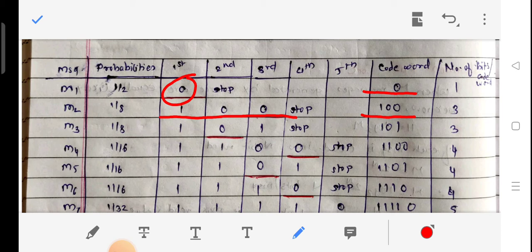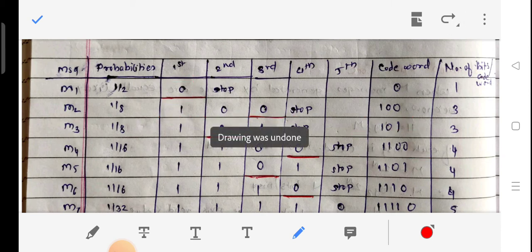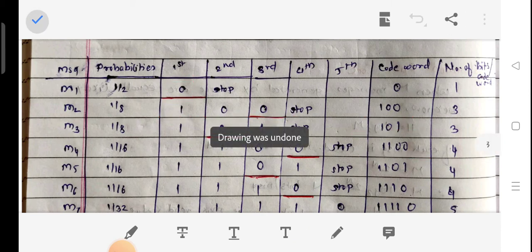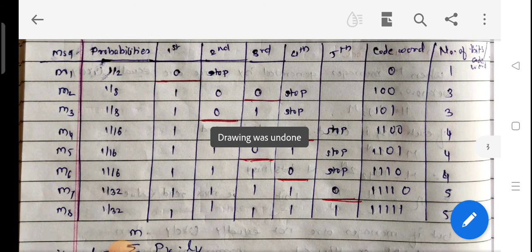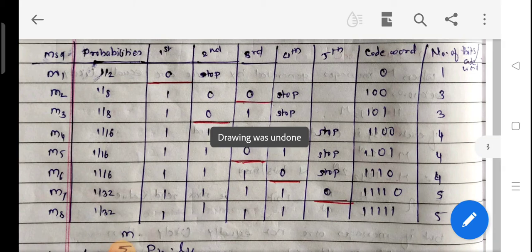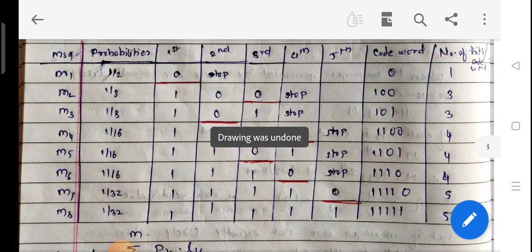Similarly, the code word for M3 we can write as 101. For M4 we can write all the bits present in the 4 columns. So likewise we can write the code word for all the messages. So I am getting these code word values, or the number of bits present in a code word. So I can find the code word length for each message. The code word length represents the number of bits present in that code word.